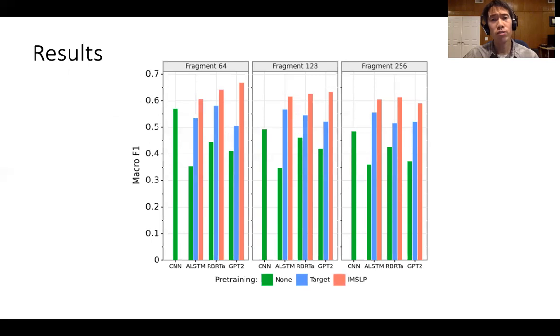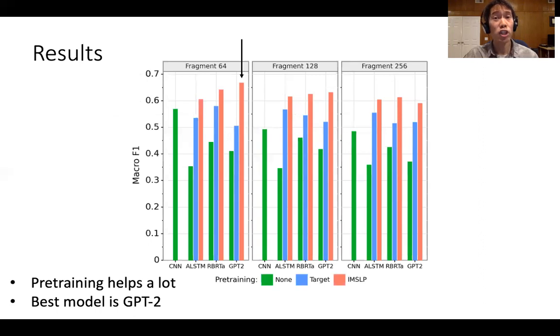These are our results. There are 2 things that I'd like you to notice. The first is that pre-training helps a lot. Within each group of histogram bars, you can see that the performance increases a lot as you go from the green bar to the blue bar to the red bar. This indicates that pre-training makes a big difference. The second thing to notice is that the best model is the GPT-2 model. And in general, the transformer-based architectures perform the best.